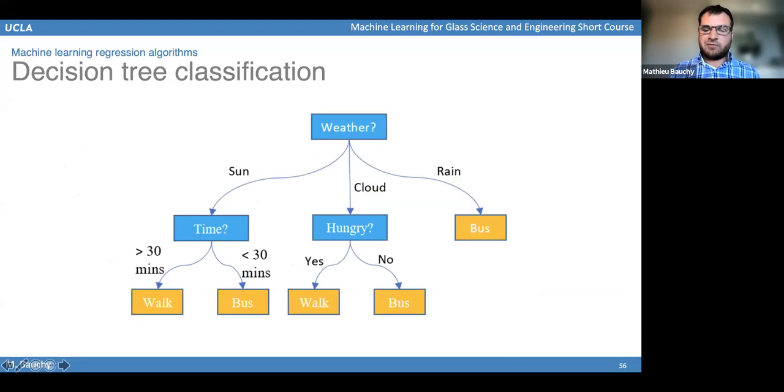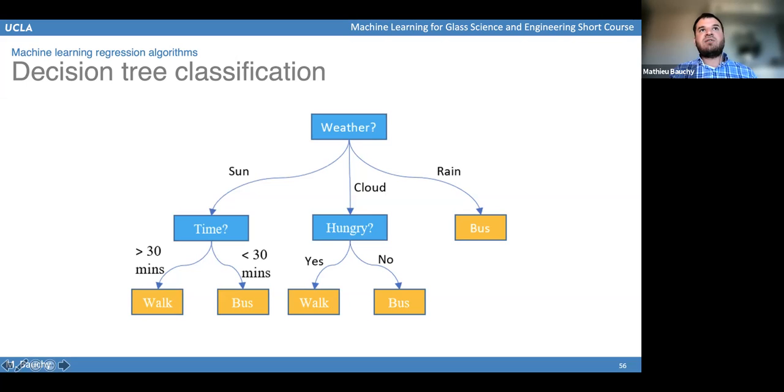Another example of an algorithm that is pretty simple to understand, and in that case, that would be an algorithm for classification. So a supervised algorithm where you have some data points and you want to predict something. You want to predict a category. So in this case, let's assume that you want to predict whether you should walk back to work or take the bus. So you want something that's going to make a decision for you.